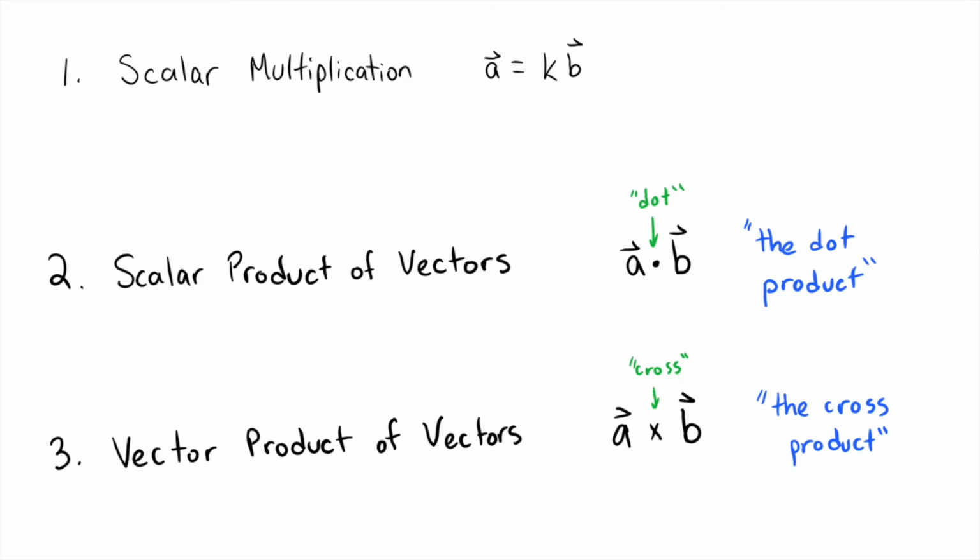Now, of these three methods of multiplication, we've already seen scalar multiplication. It's scalar product of vectors that we're looking at today. And vector product of vectors actually doesn't fall within our syllabus, so we won't be covering that. Although it is a very useful thing to know, it's not something we're going to be covering as part of standard level mathematics.